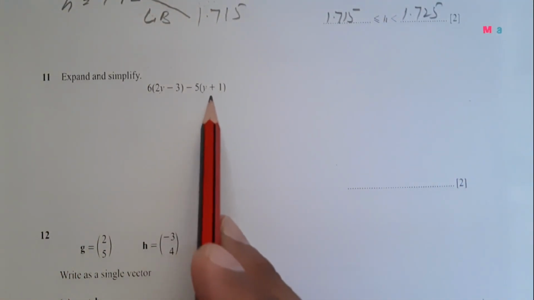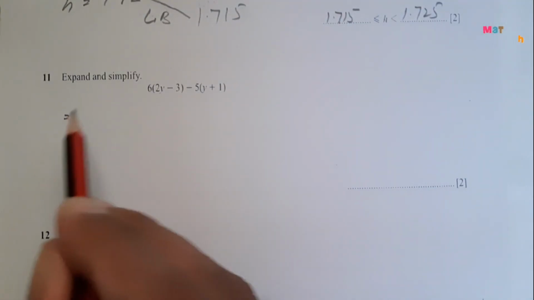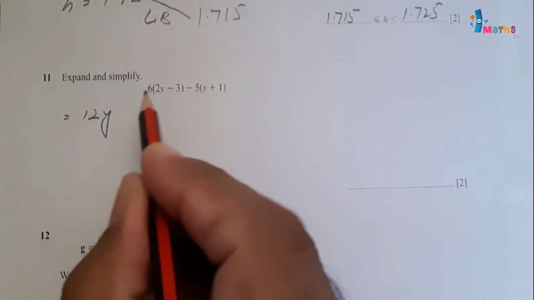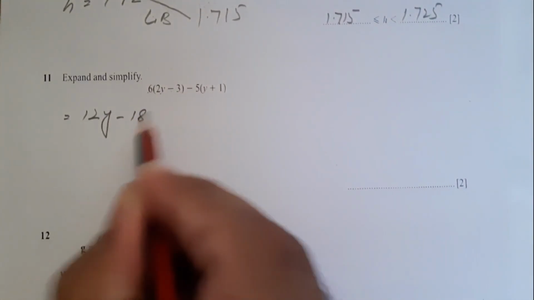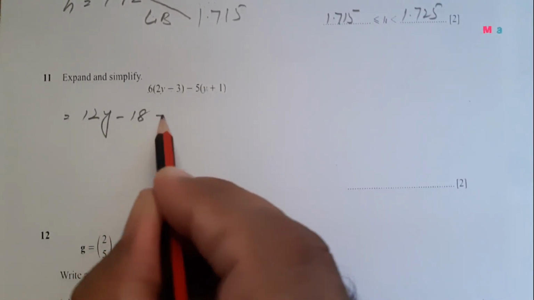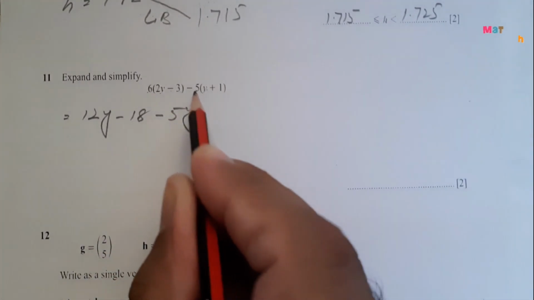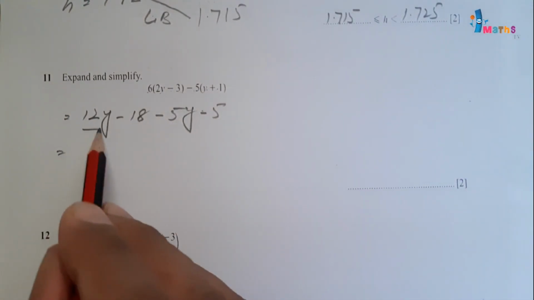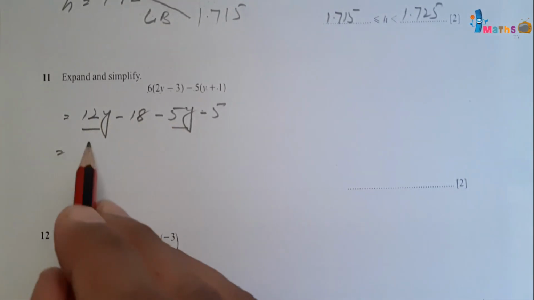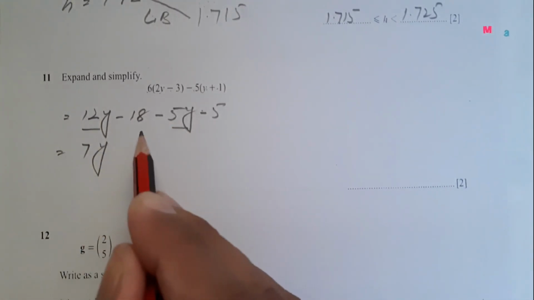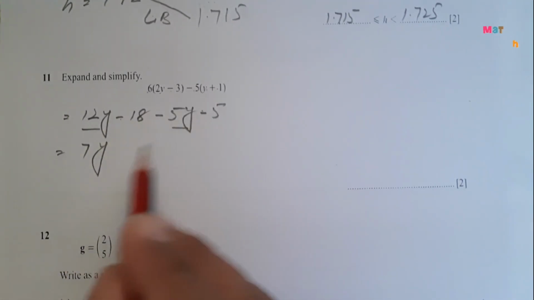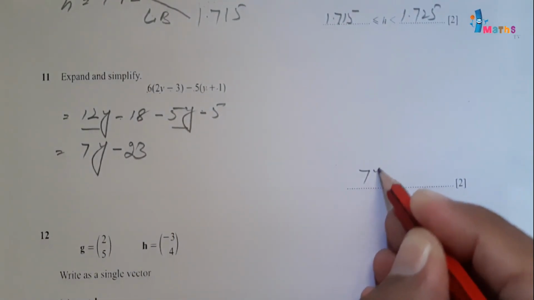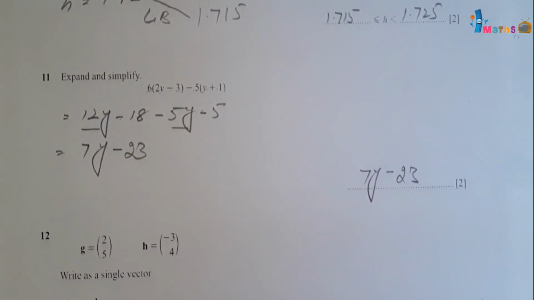Question number 11. Expand and simplify. So this algebraic expression is given. We will expand, we will multiply 6 with 2y, so it will be 12y, then 6 with minus y, minus 18, then minus 5 with y, minus 5y, and minus 5 with 1, so minus 5. Now we can combine y values. So 12 minus 5 will be 7y, and minus 18 minus 5 will be minus 23. So our answer will be 7y minus 23.